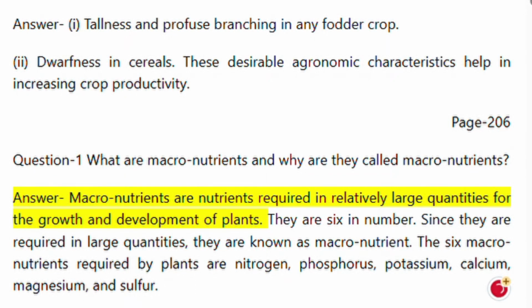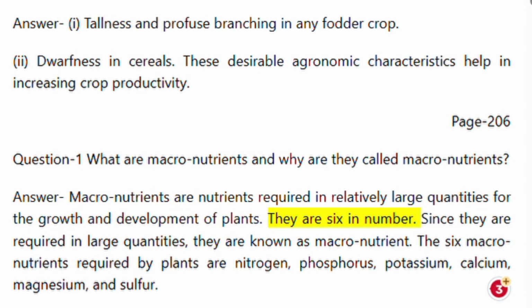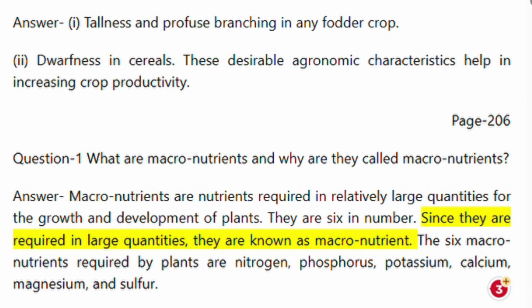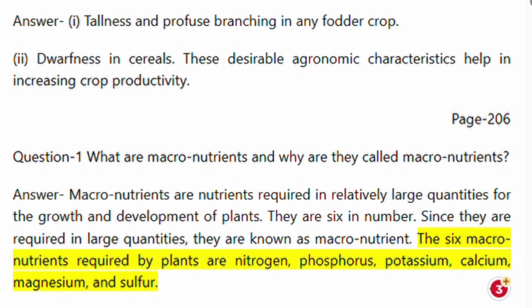Answer. Macronutrients are nutrients required in relatively large quantities for the growth and development of plants. They are 6 in number. Since they are required in large quantities, they are known as macronutrients. The 6 macronutrients required by plants are nitrogen, phosphorus, potassium, calcium, magnesium, and sulfur.